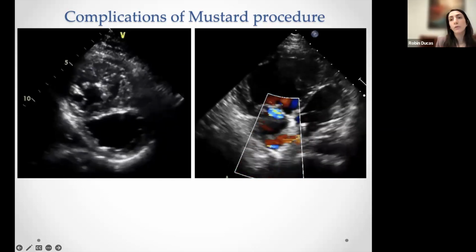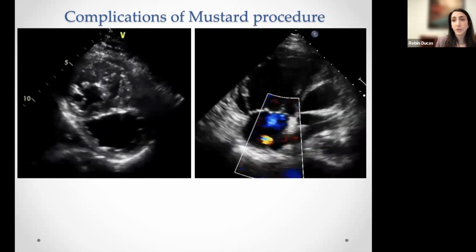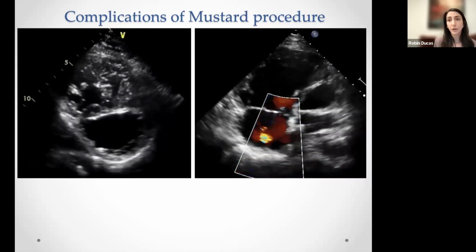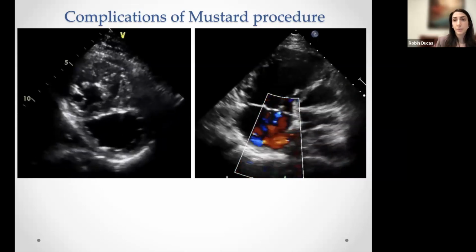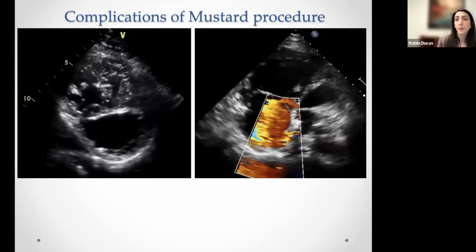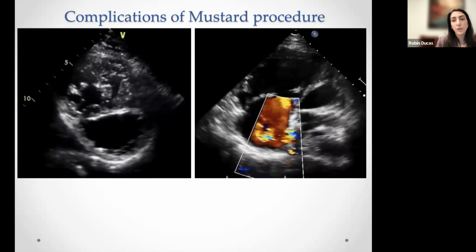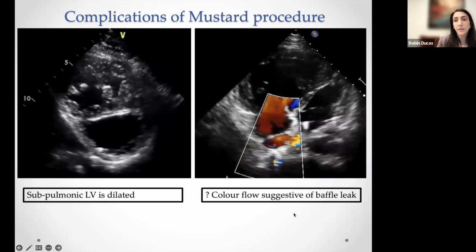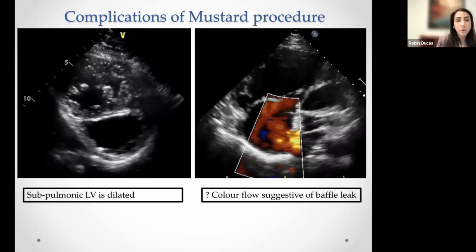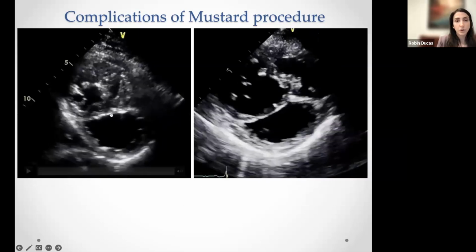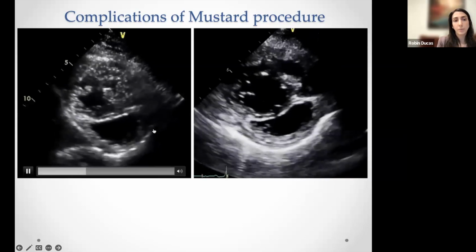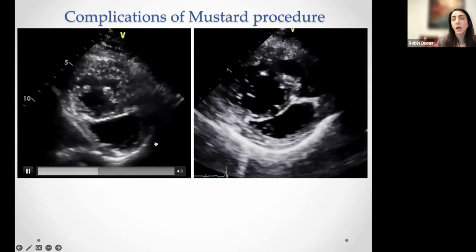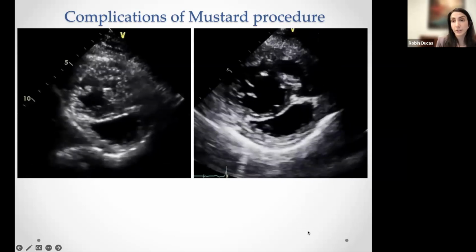Because the LV was larger than it should be, similar to a patient with an atrial septal defect and volume loading of the right ventricle, in a Mustard there can be volume loading of that subpulmonic left ventricle. This color flow was concerning enough that there was a hint that there could be a baffle leak. Here, just to show you side to side, what our problematic LV looked like and what a normal LV looked like. This dilated left ventricle caused us to do further imaging tests.